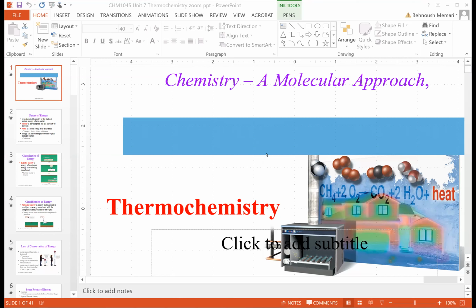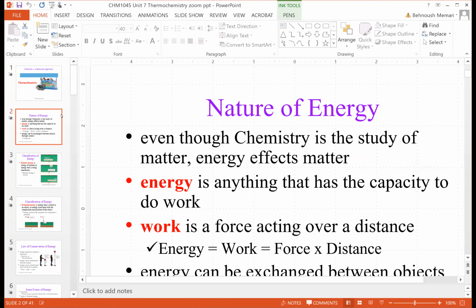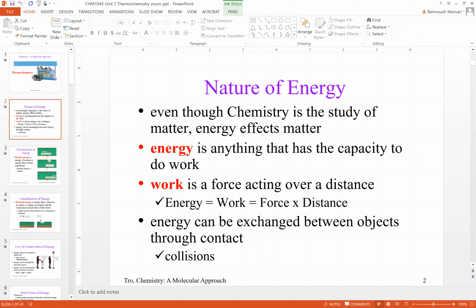For the thermochemistry chapter, first we want to look at the definition for energy. Energy is defined as the capacity to do work, or the ability to do work, and work is known as force acting over a distance.